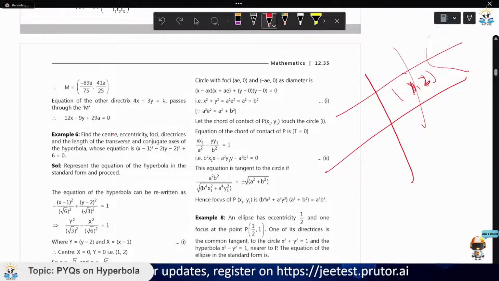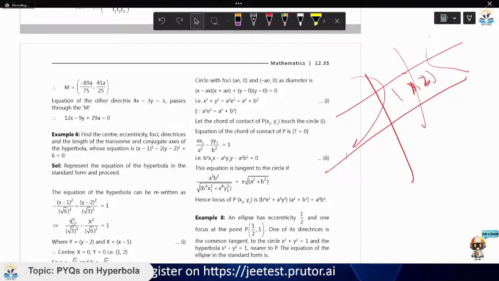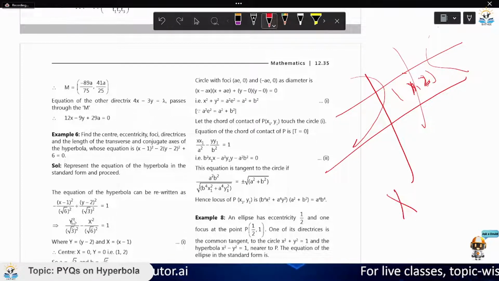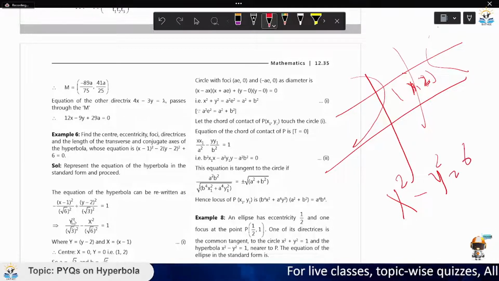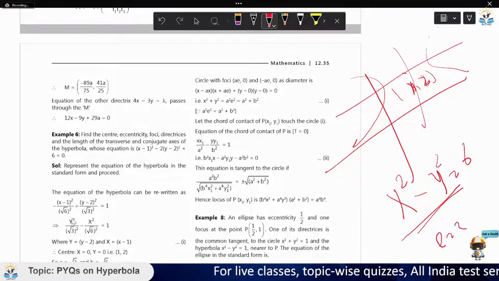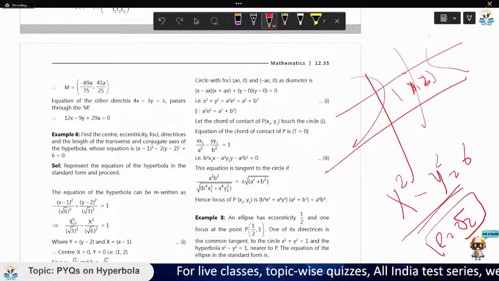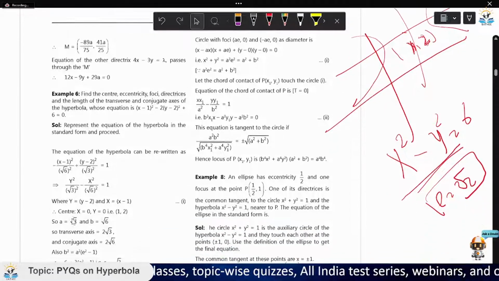This is the hyperbola that we get. And now getting the values of the center, eccentricity, and focus is very easy. We just take it as capital X squared minus capital Y squared equals 6. So eccentricity basically becomes root 2, because a equals b here. So we know the value of eccentricity already. Now we solve further.